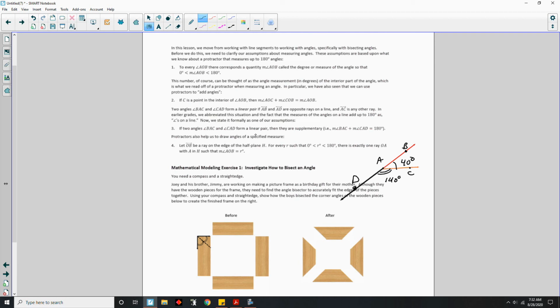Protractors also help us to draw angles of specified measures. So let OB be a ray on the edge of a half plane H. For every R, such that R is between 0 and 180, there's exactly one ray, OA, with A in H, such that the measure of angle AOB equals R degrees. So let me talk about that one now. Let's get rid of all this.